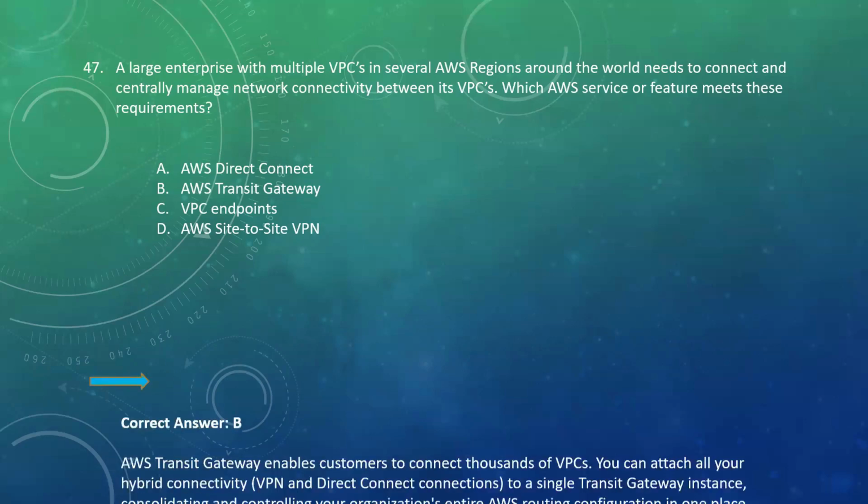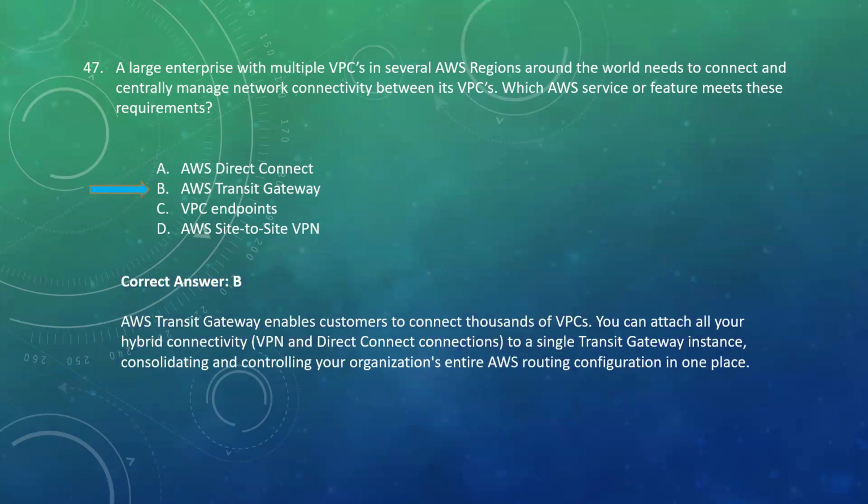So the right answer is AWS Transit Gateway. AWS Transit Gateway enables customers to connect thousands of VPCs. You can attach all your hybrid connectivity, that is VPN and Direct Connect connections, to a single transit gateway instance, consolidating and controlling your organization's entire AWS routing configuration in one place.